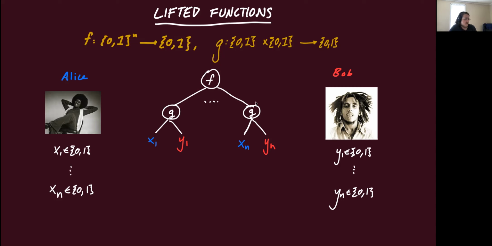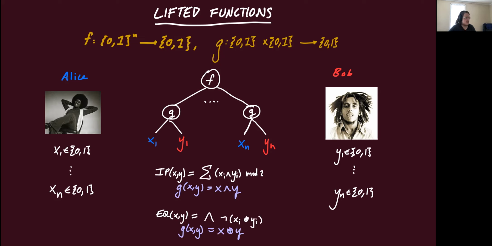A couple of examples. First, we can express the inner product mod 2 as a lifted function. In particular, we can write the inner product as the sum mod 2 of these bitwise ANDs, and in this case, g would be the AND of 2 bits. As a second example, we could write the equality of 2 strings as the AND of the negation of the bitwise XORs. And in this case, g would be just the XOR of 2 bits.